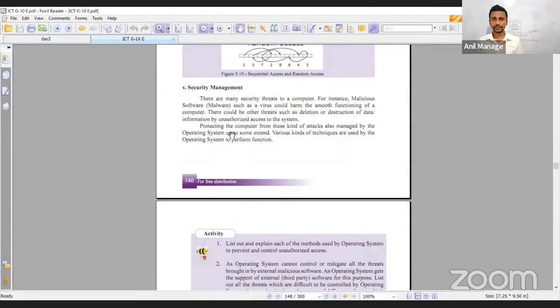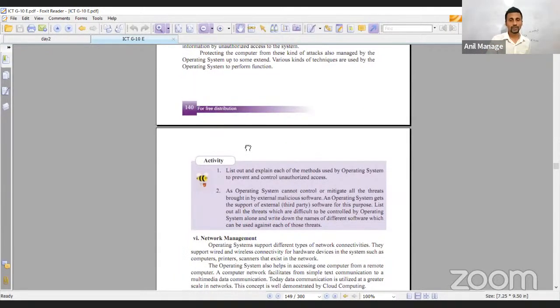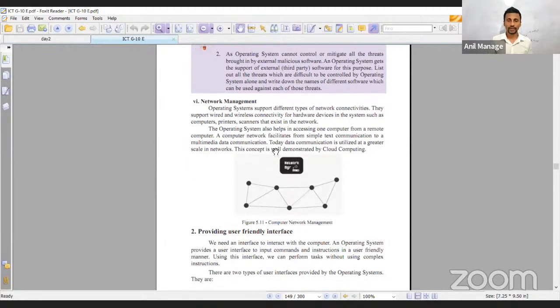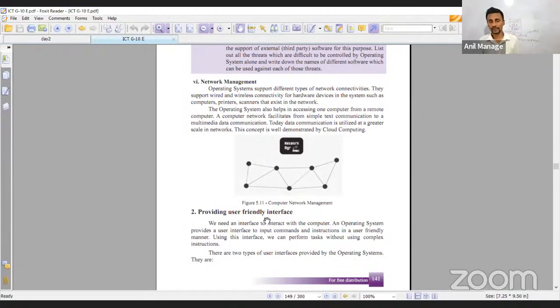Then you have security management. You can put a password, you can have firewalls and so on. All of these come through the operating system. Then you have network management. You know how to connect to a network through the computer. Sometimes you can connect remotely, which means a person from somewhere else can access your computer without physically coming to your place. That is called remote access. All of these come under network management. So go through them, especially cloud computing, which also comes under network management.